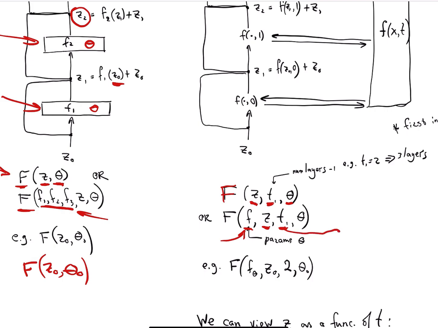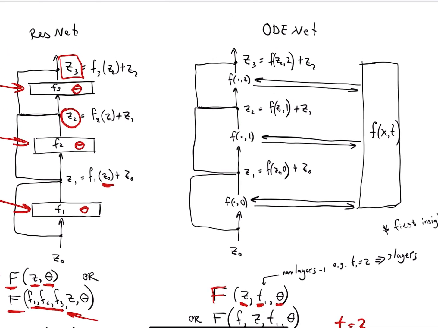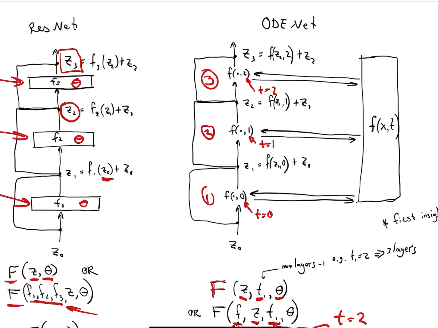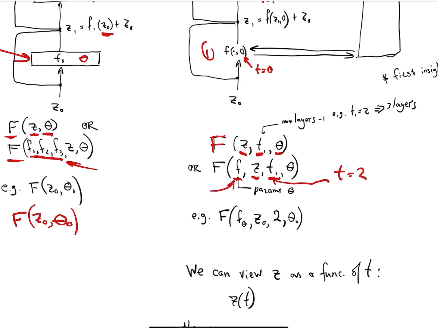And what is this final t? What do we mean by this? Well, imagine t is 2. If we look at our diagram up here, this was t of 0, this was t of 1, and this was t of 2. So here we have 1, 2, 3 layers. So t represents the number of layers in this neural network. So this function f is parameterized by the number of layers we would like to have in this neural network.